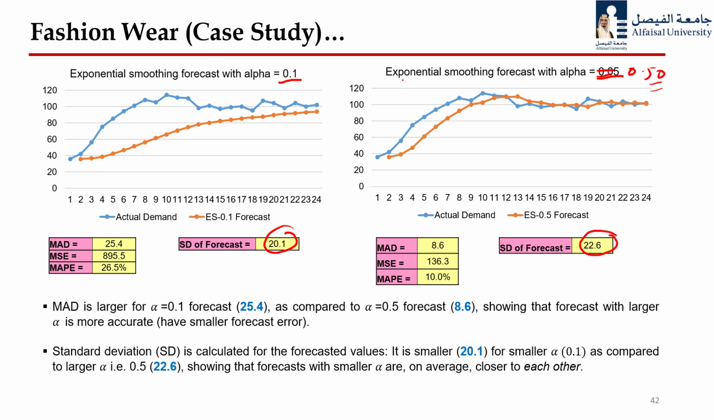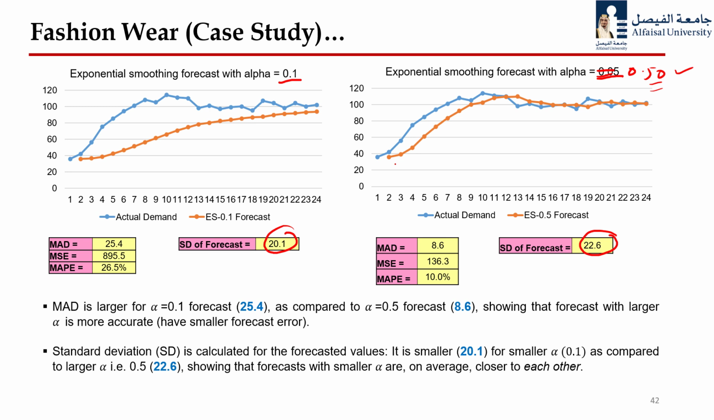As we have already discussed, the smaller the alpha, the lesser the standard deviation and the more smoothness in the forecast value. When we use a larger alpha, it is able to capture the most changes in the data. The forecast value would be able to capture those changes.